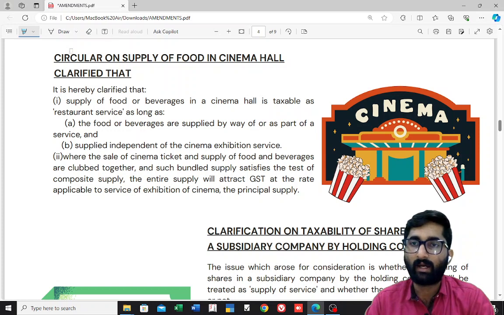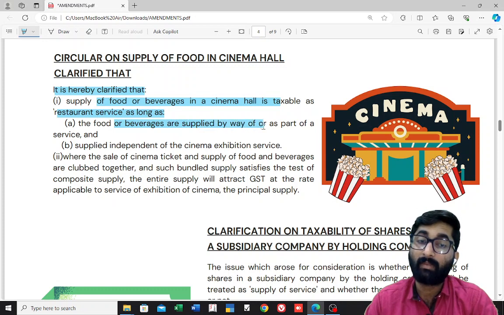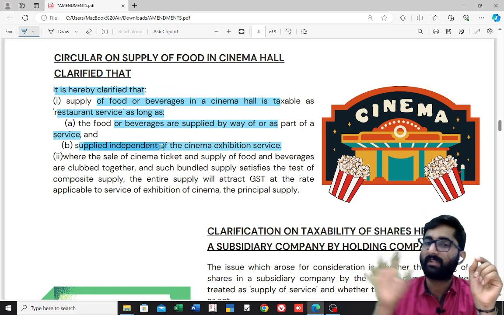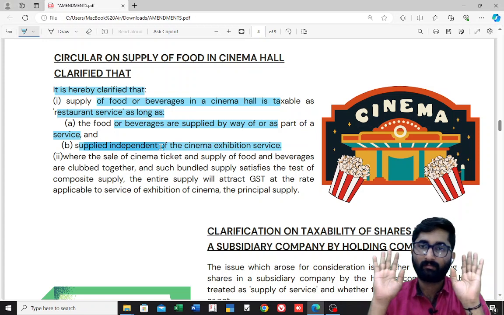That is given in the update here. It is clarified that supply of food or beverages in the cinema hall is taxable as restaurant services as long as the food or beverages are supplied by way of or as part of the service, and supplied independent of the cinema exhibition service. Very important one: it should have been supplied independently of cinema services. In that case, food is different, cinema is different.